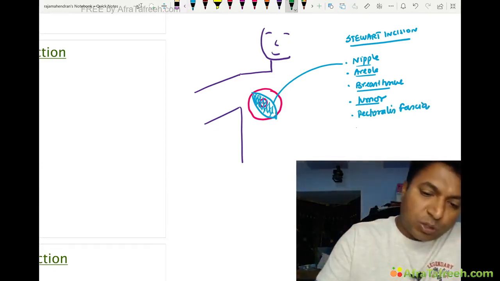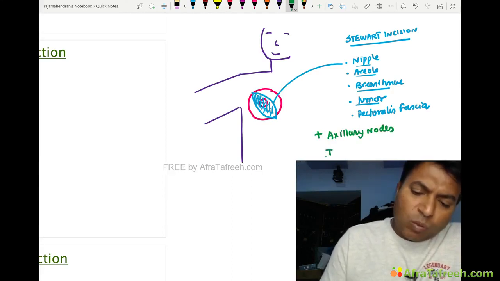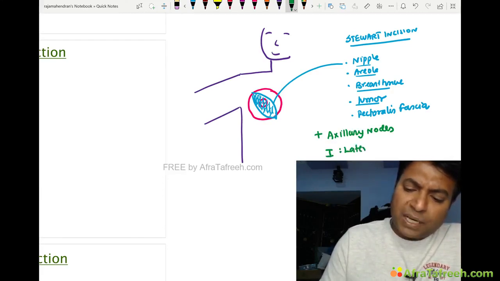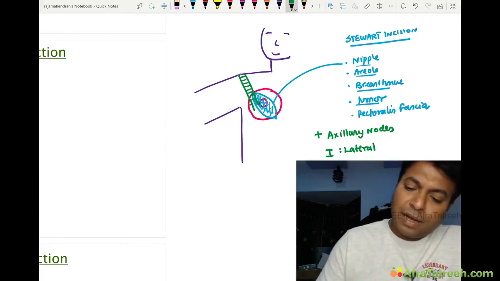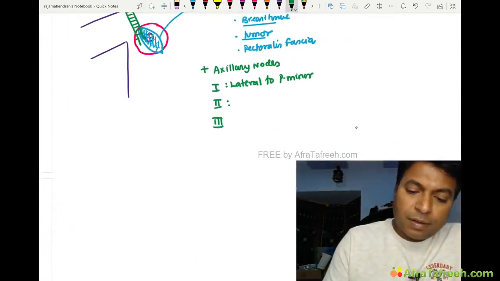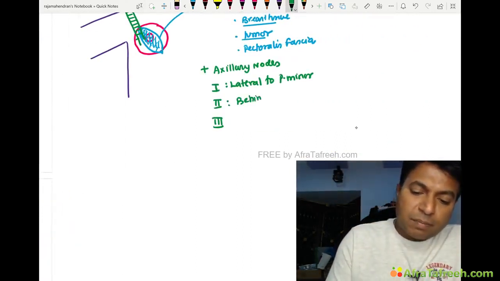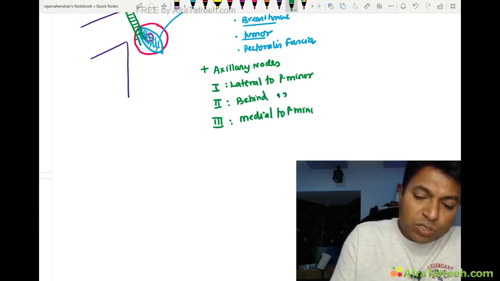Along with these structures, I should also remove the axillary nodes. There are level 1, level 2, level 3 nodes. Level 1 is lateral to pectoralis minor. This is the pectoralis minor muscle. Lateral to pectoralis minor are level 1 nodes. Behind pectoralis minor is level 2. Medial to pectoralis minor is level 3. All these nodes also will be removed.